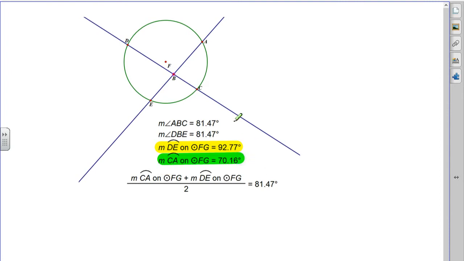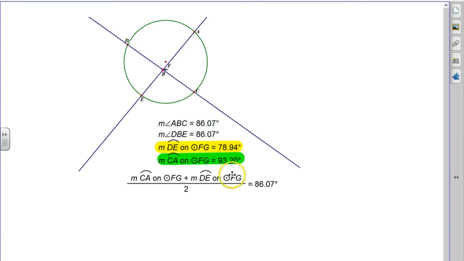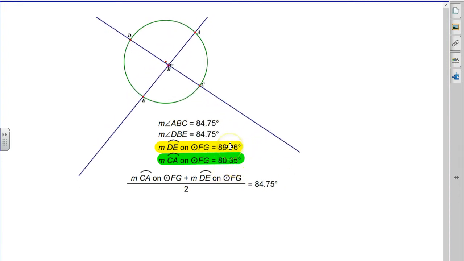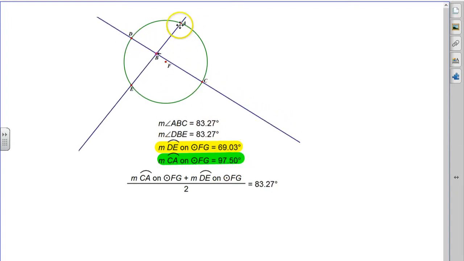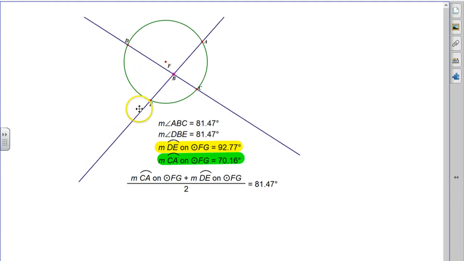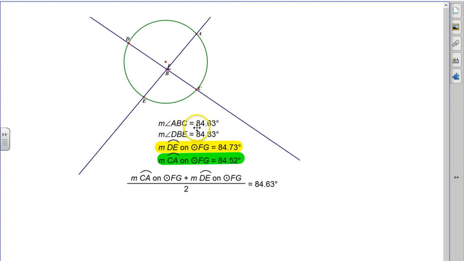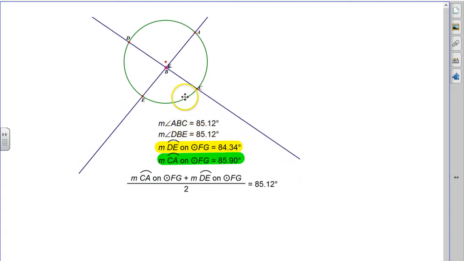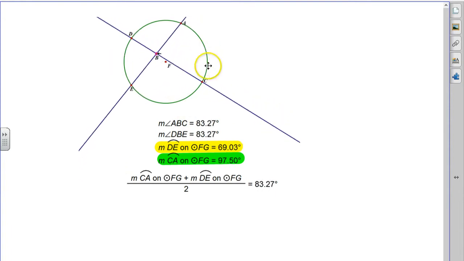Now notice, just look at those numbers for a second. Those arcs are never congruent, at least almost never. One time it's big, one time this one's smaller, sometimes it flips. But notice angle ABC in the center and angle DBE in the center. Those are both the same every single time. So the question is, how do you find what those two angles are? Are they related to the arcs? And in fact, they are.